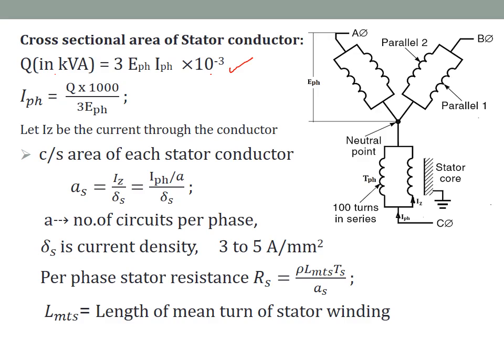Now the phase current we can find out using this equation. Let IZ be the current through the conductor. See here, this is the current through the conductor. This is the case where two parallel paths are there. This is the IPH, and now IPH is dividing into two paths, here and here. This is the IZ, this is the IZ.